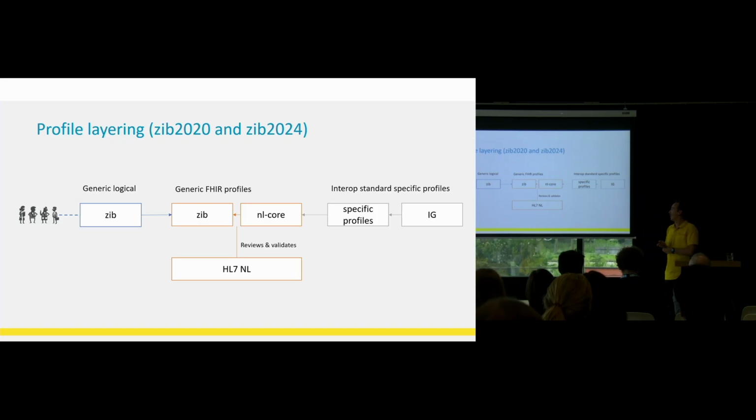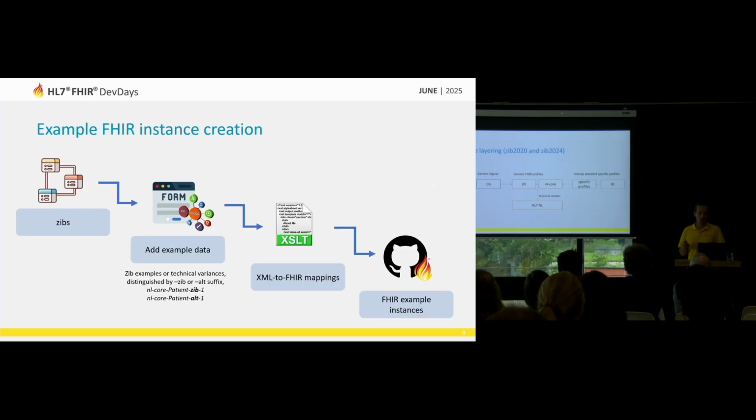Another interesting thing to know is that we don't have an implementation guide just for the NL core profiles. They're just published on Simplifier in an NPM package as well. But there's no implementation guide, because that is on the interoperability standards side. They choose which profiles to use, and they make a wiki and have the implementation guide on how to actually apply the NL core profiles.